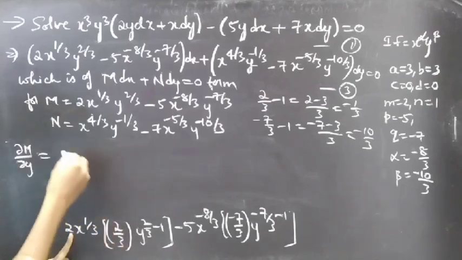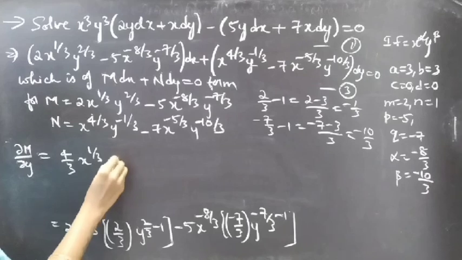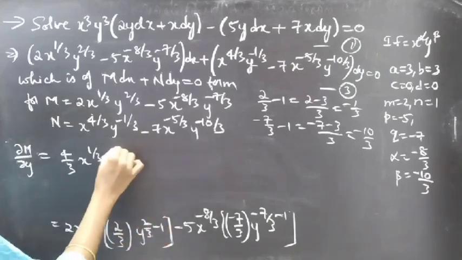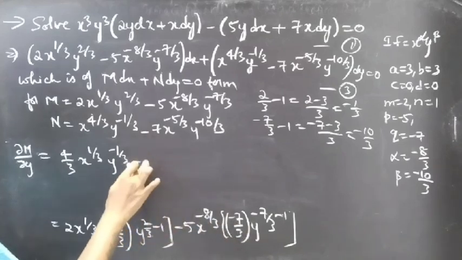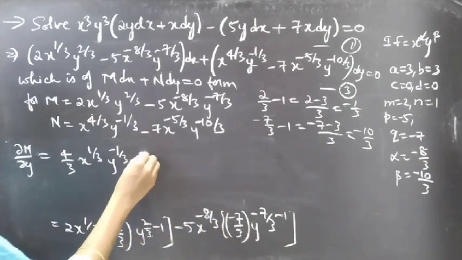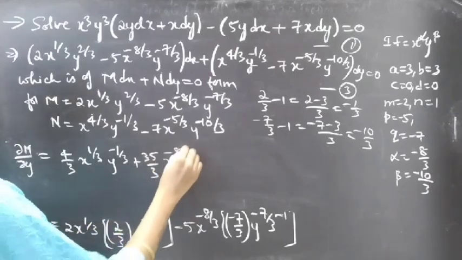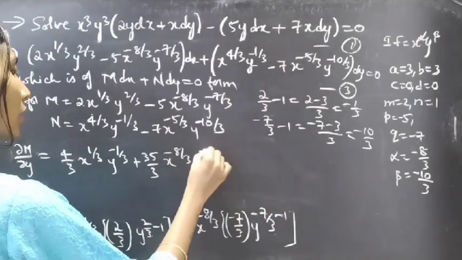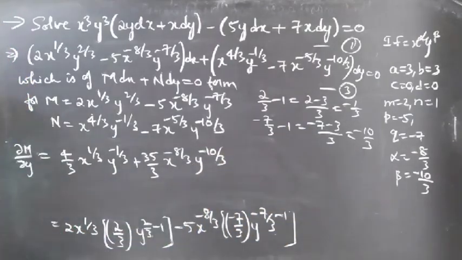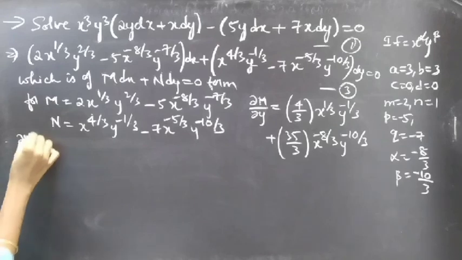2 into 2 by 3 gives 4 by 3 into x power 1 by 3, y power 2 by 3 minus 1 is minus 1 by 3, minus 5 into minus 7 gives plus 35 by 3 into x power minus 8 by 3 y power minus 7 by 3 minus 1 gives minus 10 by 3. Okay. So we got the value for the partial derivative of M with respect to y. Now coming to the partial derivative of N with respect to x.